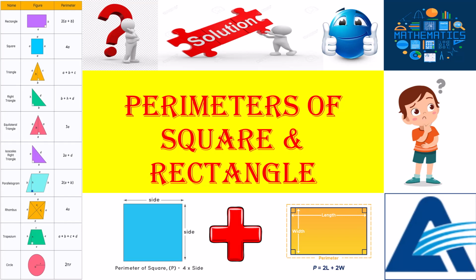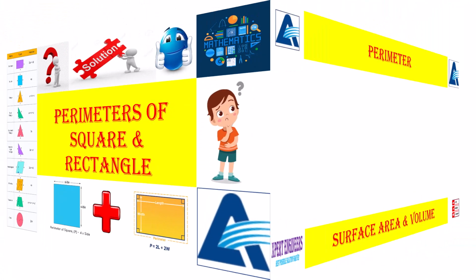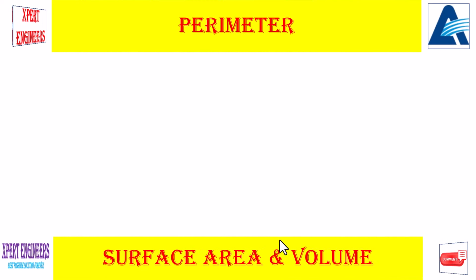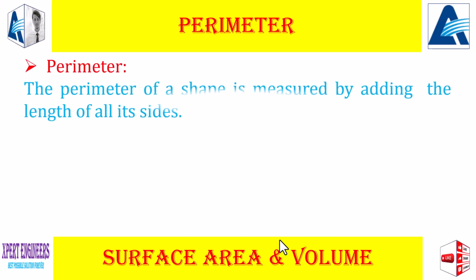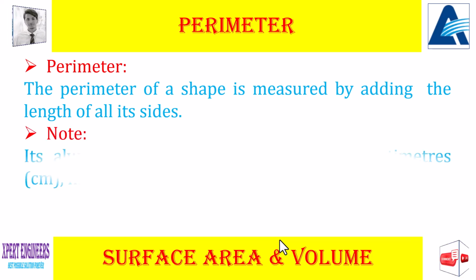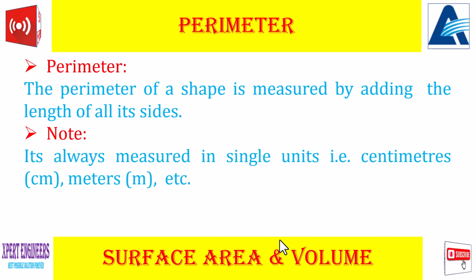Today we will discuss perimeters of square and rectangle. Now let's start. Before going to proceed further, first we will discuss what is perimeter. The perimeter of a shape is measured by adding the length of all its sides. And all the lengths must be in a single unit like centimeters or meters.